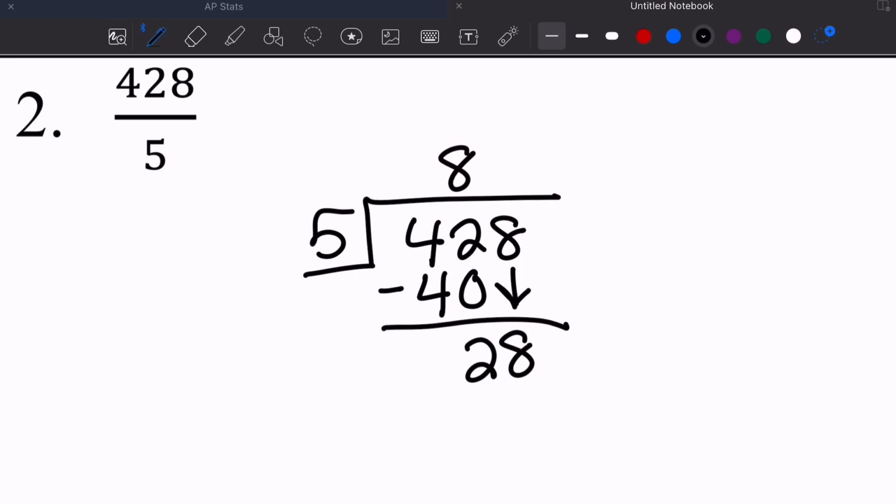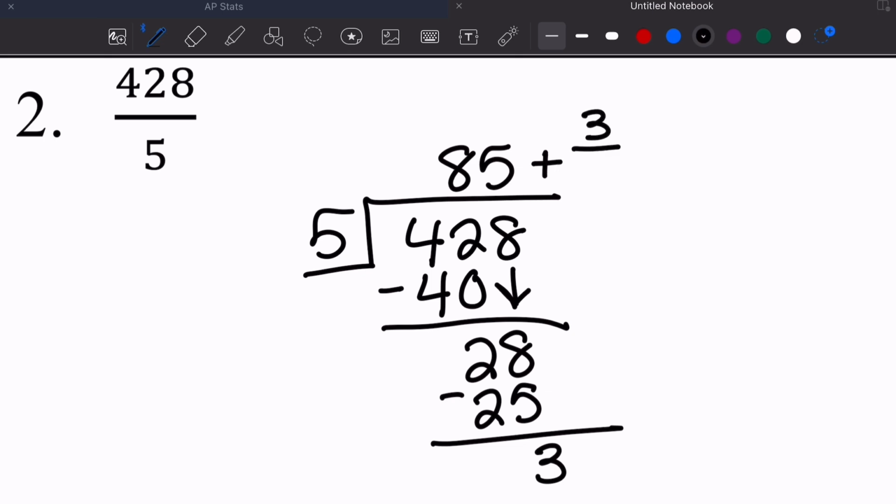Now we go again. How many times can 5 go into 28? Well, it can go in 5 times to get 25. Change the sign, subtract, and we get 3. Okay. Now notice here, can 5 go into 3? No. 5 cannot go into 3, so that means we have a remainder of 3. Okay. So what we do with the remainder is we take our number 85 and we add our remainder 3 and divide it by what we're dividing by, 5.